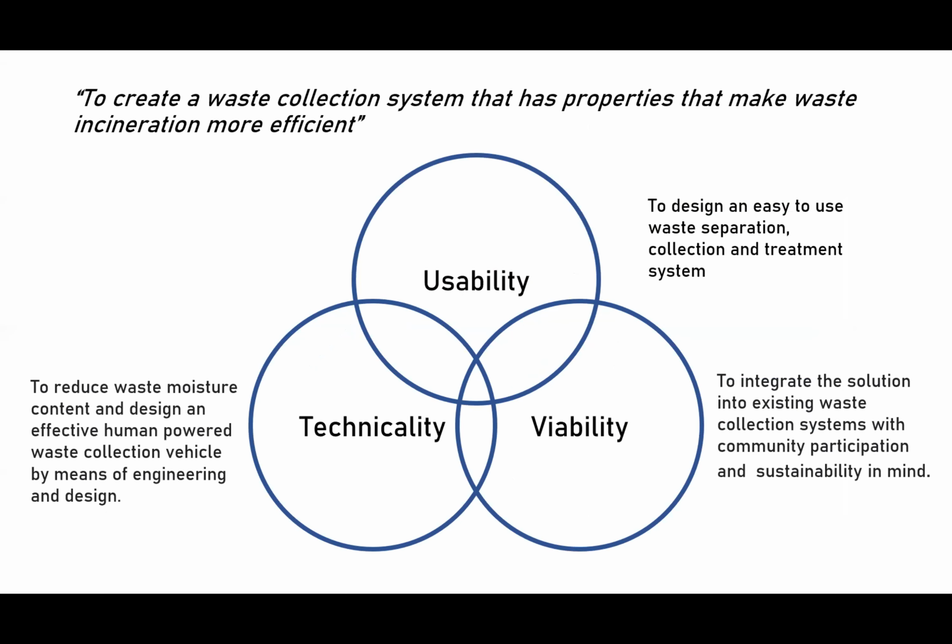We look at three things: usability, technicality, and viability. These are the things we wanted to test with whatever we design with the people. We look at how to design an easy to use waste separation, collection and treatment system. Our technicality is to reduce waste moisture, because that's what the incineration plant wanted: before they incinerate, the waste should be drier. And importantly, we want it to be integrated into the community, and we wanted to make it sustainable.